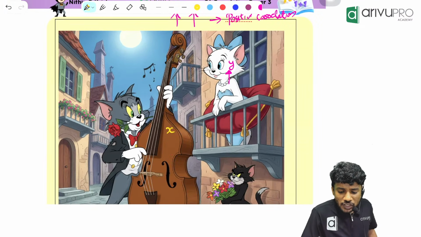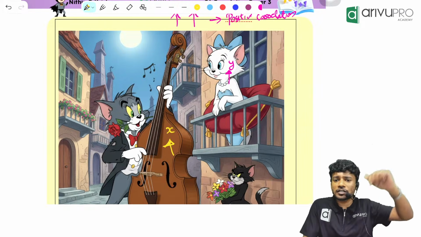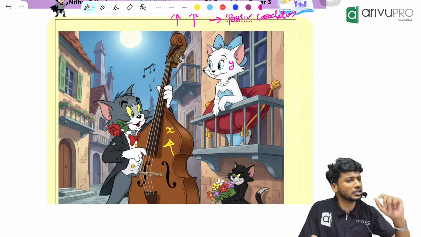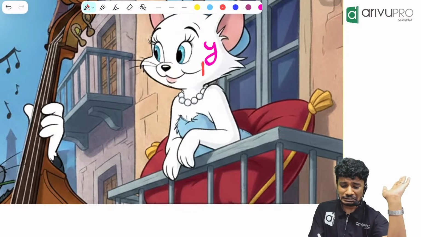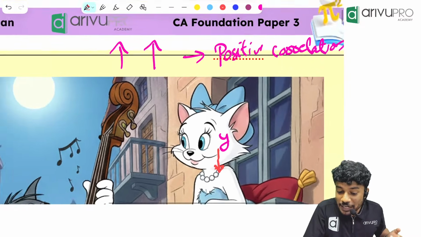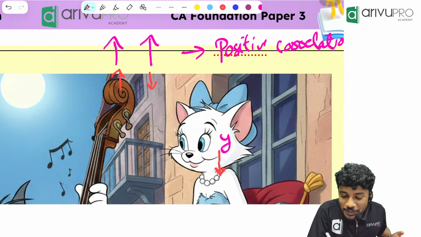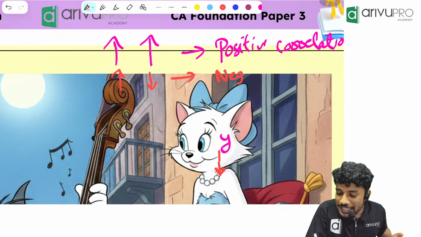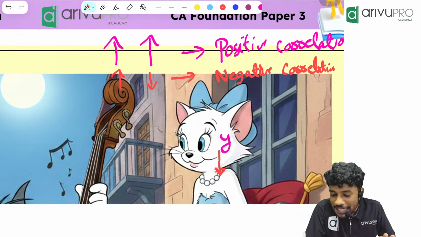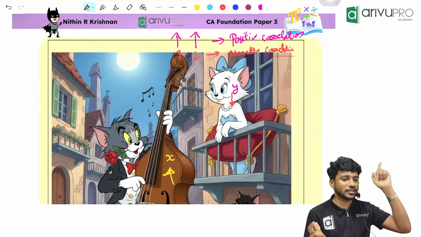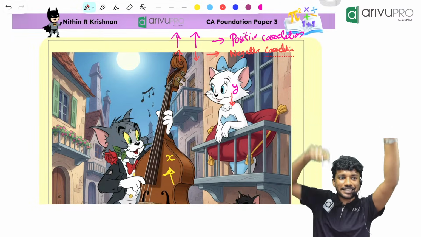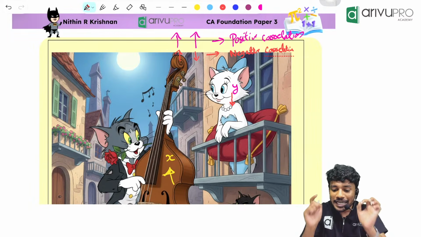Tom started singing a lot, but he is singing like me. His singing is not that good, but he is singing a lot. Her interest is like, hey, what is this boy singing? Oh, her interest went down. When one variable increases, the other variable decreases, it is called negative correlation. First one is positive: when one increases, the other also increases. When one increases, the other decreases, it is called negative.